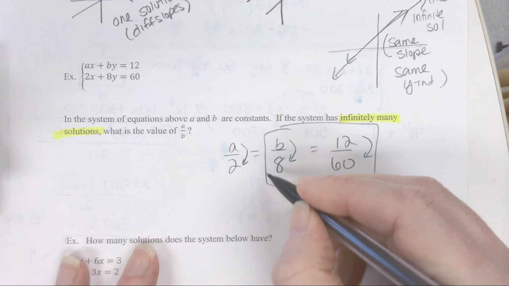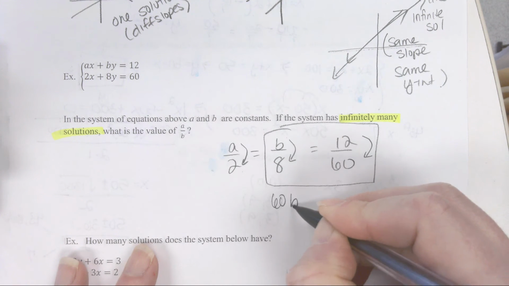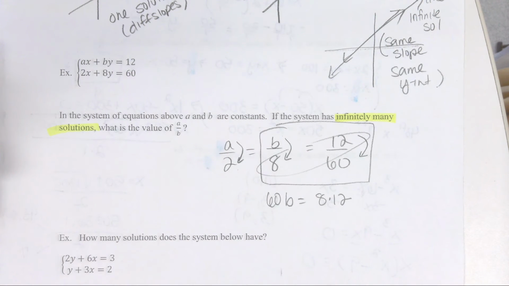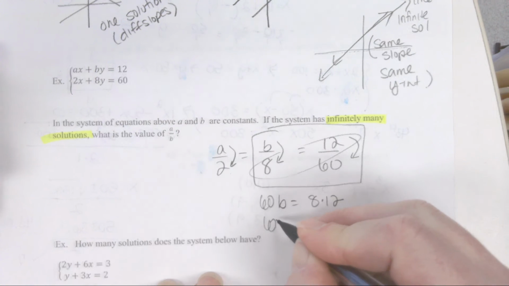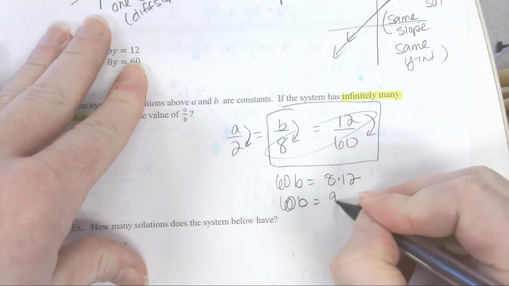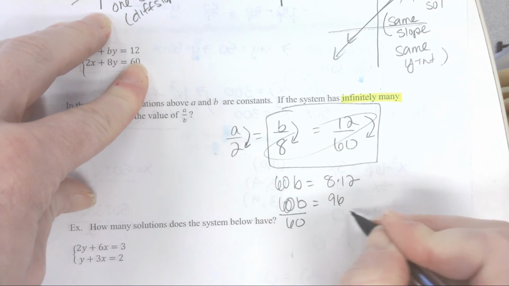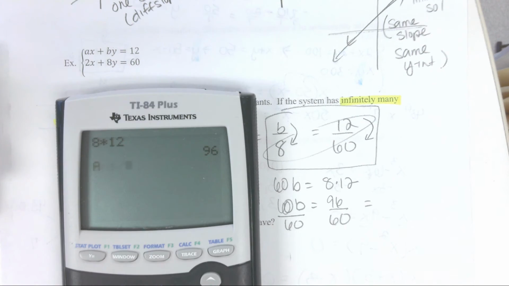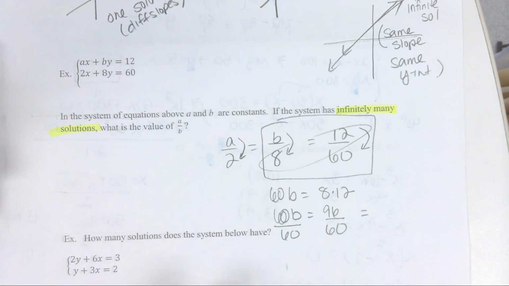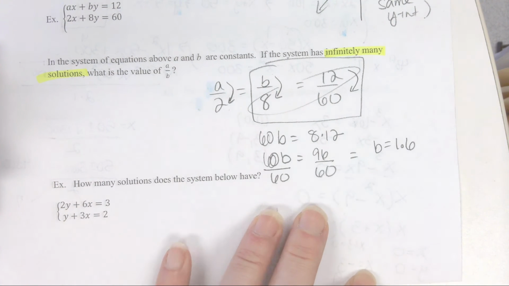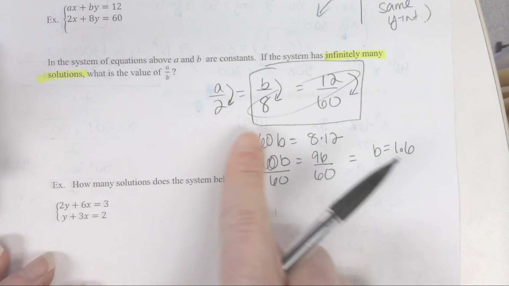So 60 times B equals 8 times 12. Can you guys solve for B, please? I got 1.6. Did you get the same thing? Yeah. Cool. All right, let's do the same thing with A.